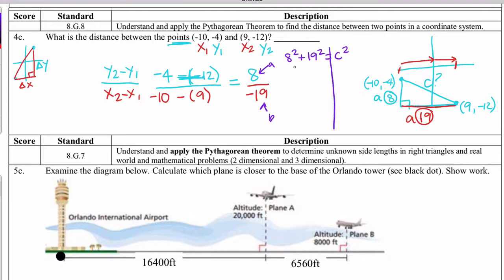Now I'm going to find what C is. 8 squared is 64. 19 squared, I'm assuming you don't know what 19 squared is. Well, 20 squared is 400, so it's slightly less than 400, but you can go ahead and use a calculator for that. 19 squared is 361, equals C squared. Now I'm going to find the sum of 64 and 361, which is 425.